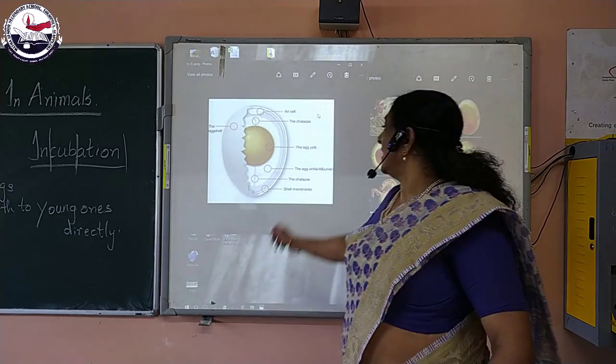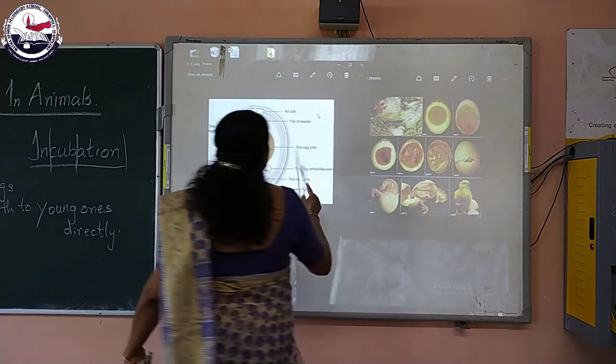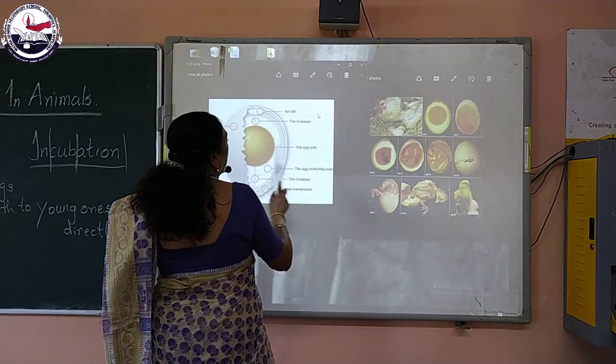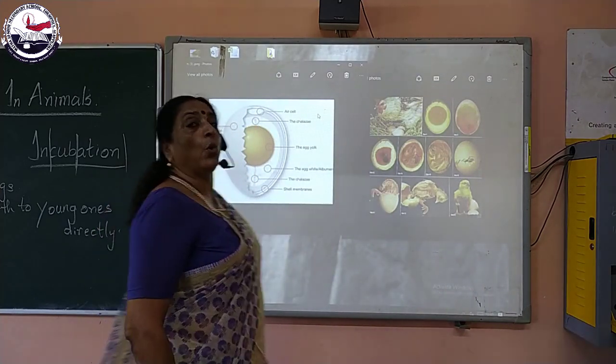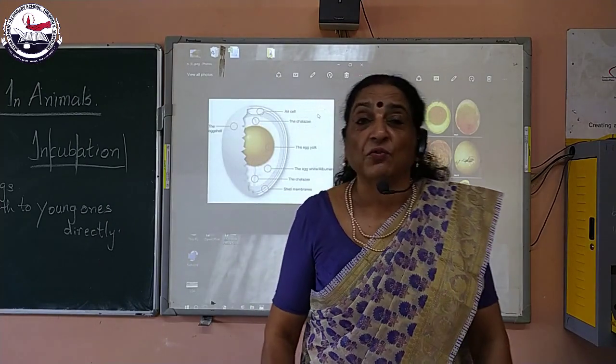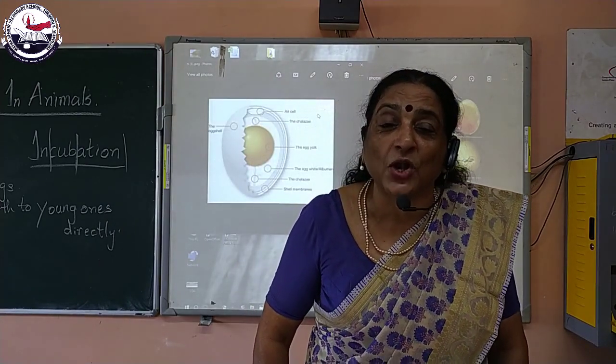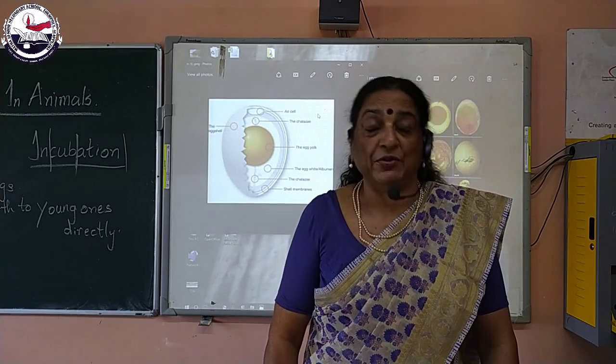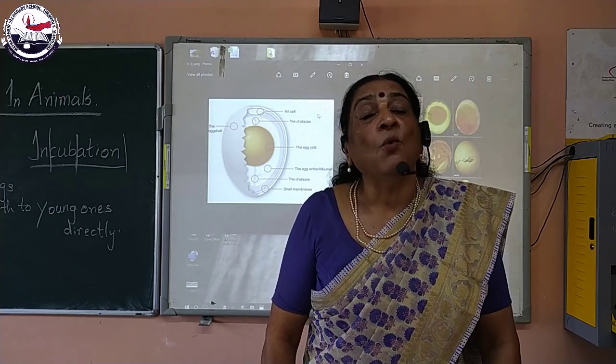The yellow part of the egg is called the yolk. The egg yolk. Y-O-L-K, yolk. What is that yellow part of the egg called? Yolk. How will you spell the word?